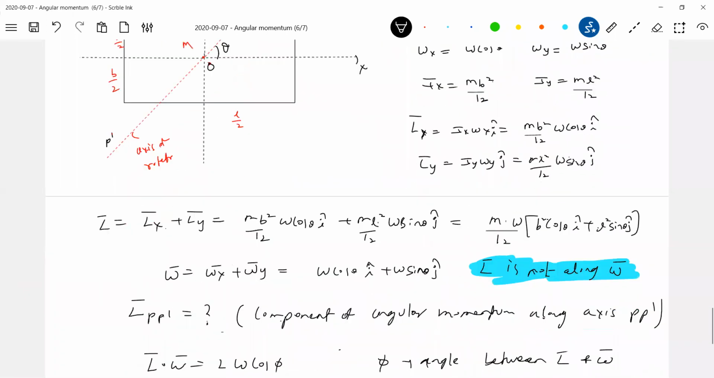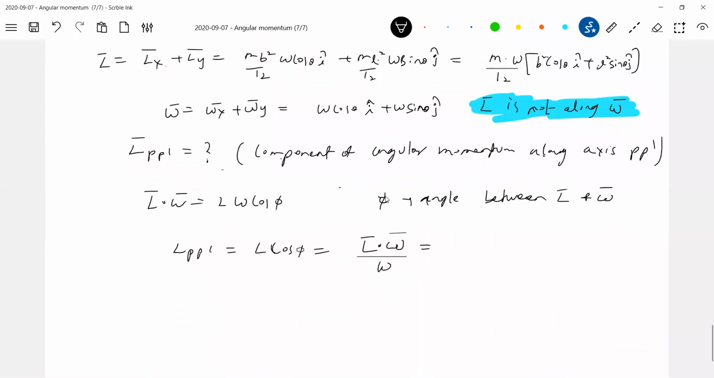When can you write L equal to I omega? When L bar is parallel to omega. So shall we put a condition that the formula L equals I omega is defined when L bar is parallel to omega? When it is not parallel to omega, you should use the vector concept.